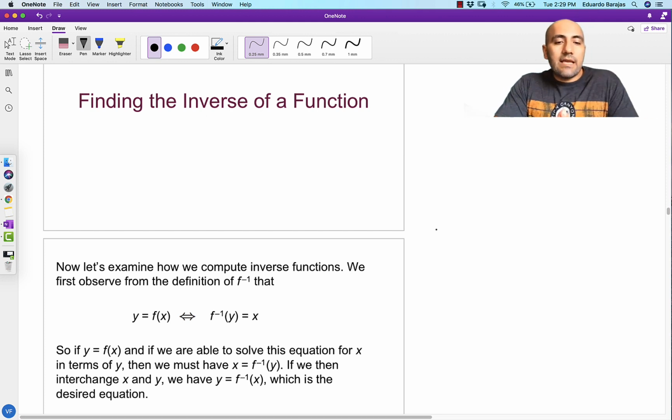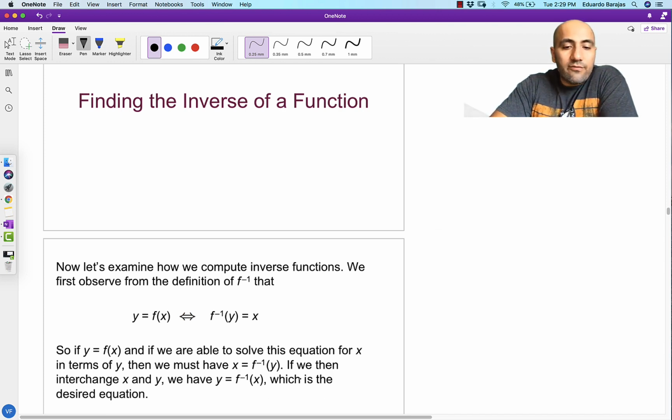So let's examine how we compute the inverse functions. We first observe from the definition of inverse function that y equals f of x if and only if f inverse of y equals x. So if y equals f of x and we are able to solve this equation for x in terms of y, then we must have that x equals f inverse of y. If we then interchange the x and the y, we have that y equals f inverse of x, which is the desired equation.